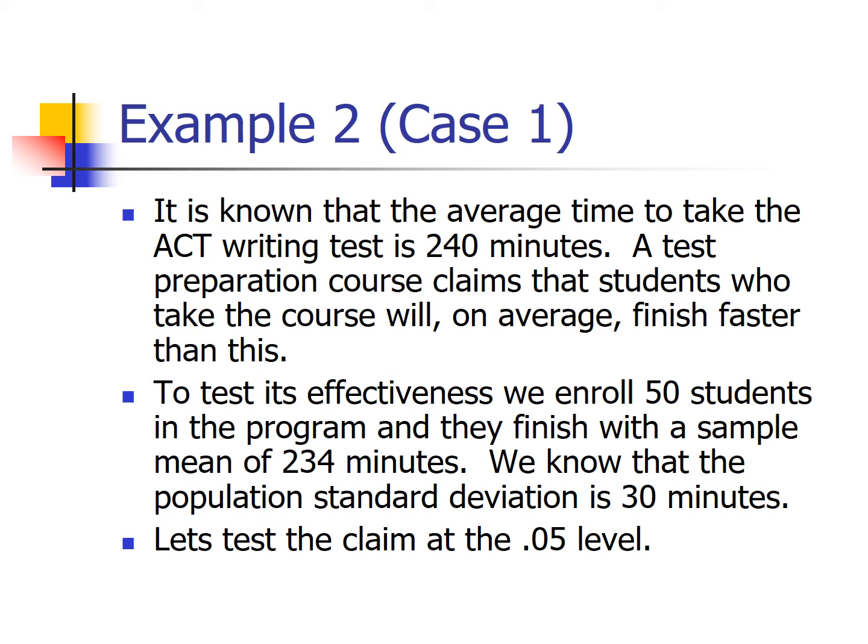However, is it so much less that we feel that it's above and beyond any doubt indicative that all students on this test prep course will finish on average in less than 240? Well, to decide that, we're going to need to do a hypothesis test. To do our hypothesis test, we need to know what the population standard deviation is. So let's say that it's 30 minutes. And then let's go ahead and use this information to test the claim at the 0.05 level, using an alpha of 0.05, an alpha of 5%.